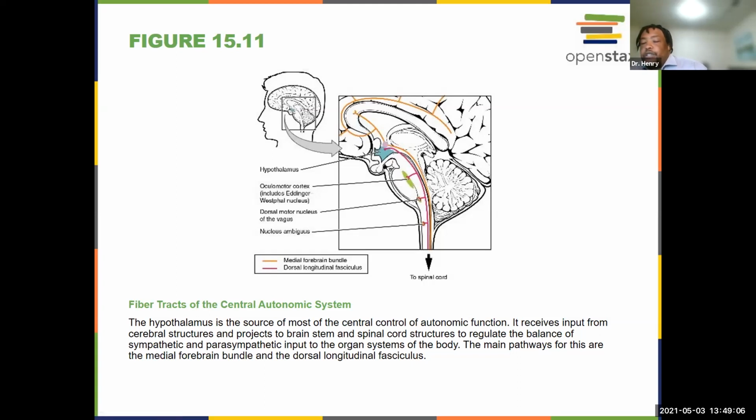Okay, and when we look at the main paths for these fiber tracts, they're going to be the forebrain bundle up here, and then you're also going to have your dorsal longitudinal fasciculus region, and I'm not showing it very well here, right here. Okay. Let's see. There's one other thing that I wanted to say about balance.